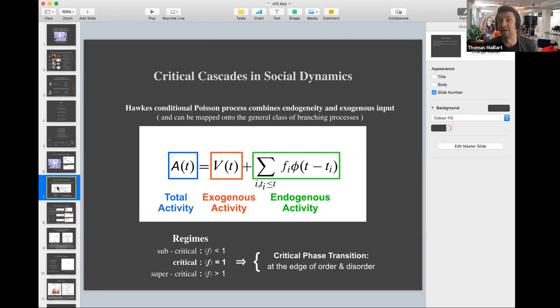I won't present that here, but it could be, for instance, a hackathon or a conference. And we know that when people meet physically, this triggers an increase of activity online. So, just to show the formula, the total activity at time t is equal to the exogenous activity at time t plus the endogenous activity, which is the activity triggered by the effect of memory and of triggering from the past.